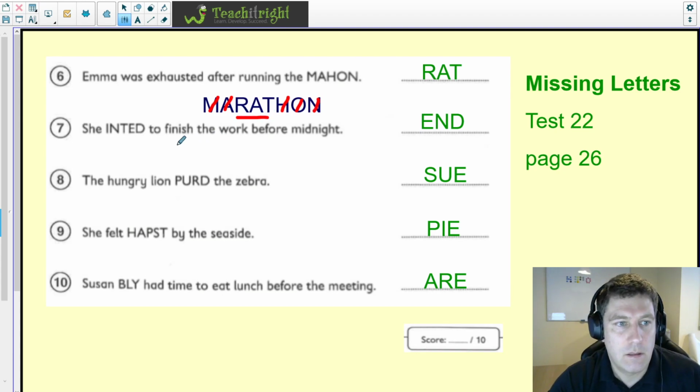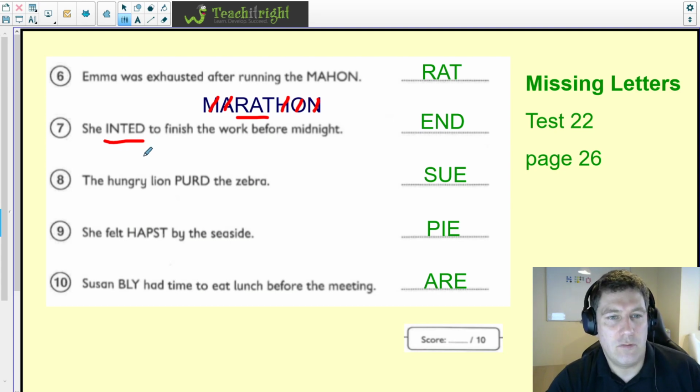Okay. She's something to finish the work before midnight. And what we've got here is an I and N, so it might start like that, in something. She's something to finish the work before midnight. Well, intended is what I'm after there, intended. Okay, she intended to finish the work before midnight. Question 8, the hungry lion something the zebra. And we're looking for the word pursued. Pursued. Okay, the hungry lion pursued the zebra. In other words, chased after the zebra.